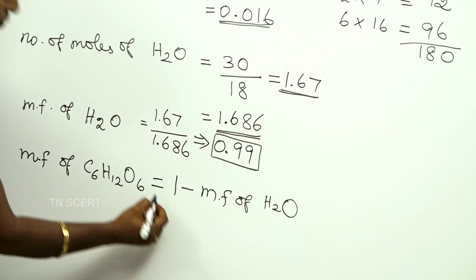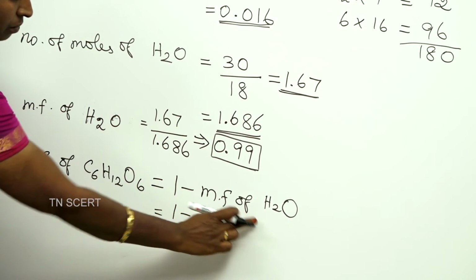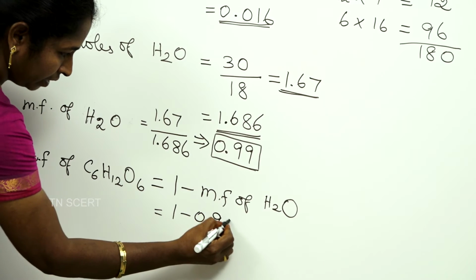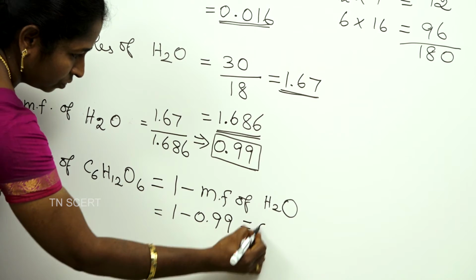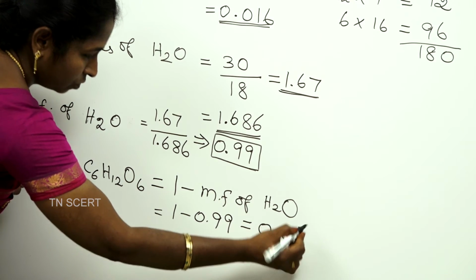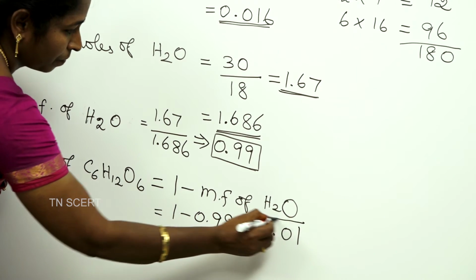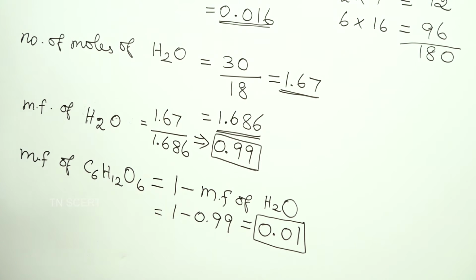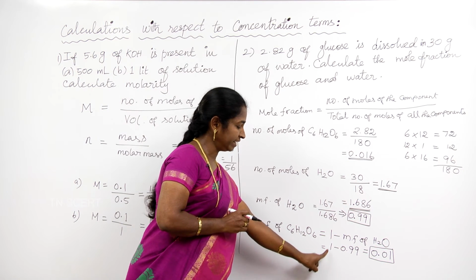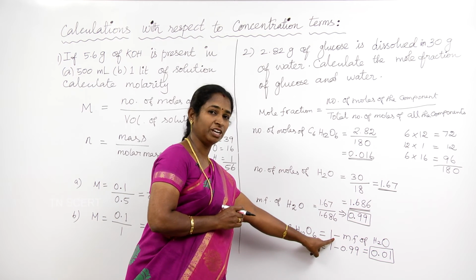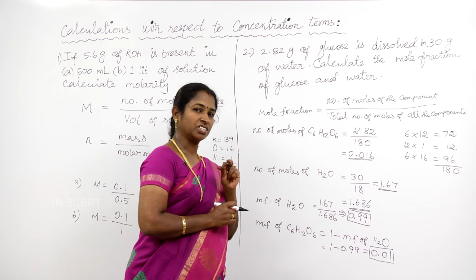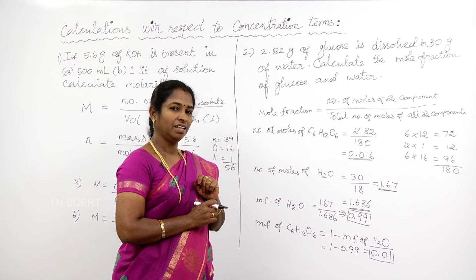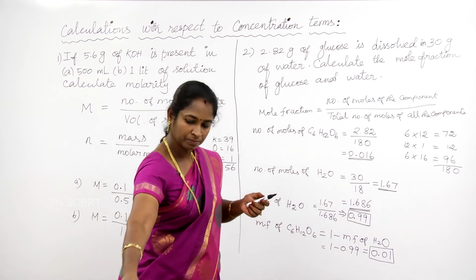Yes, apply the value. 1 minus mole fraction of water is 0.99, that is equal to 0.01. This is the mole fraction of glucose. So, this mole fraction can be calculated by subtracting from the value of 1. So, mole fraction of all the components when added, it will be equal to 1. Now, let us do some more calculations.